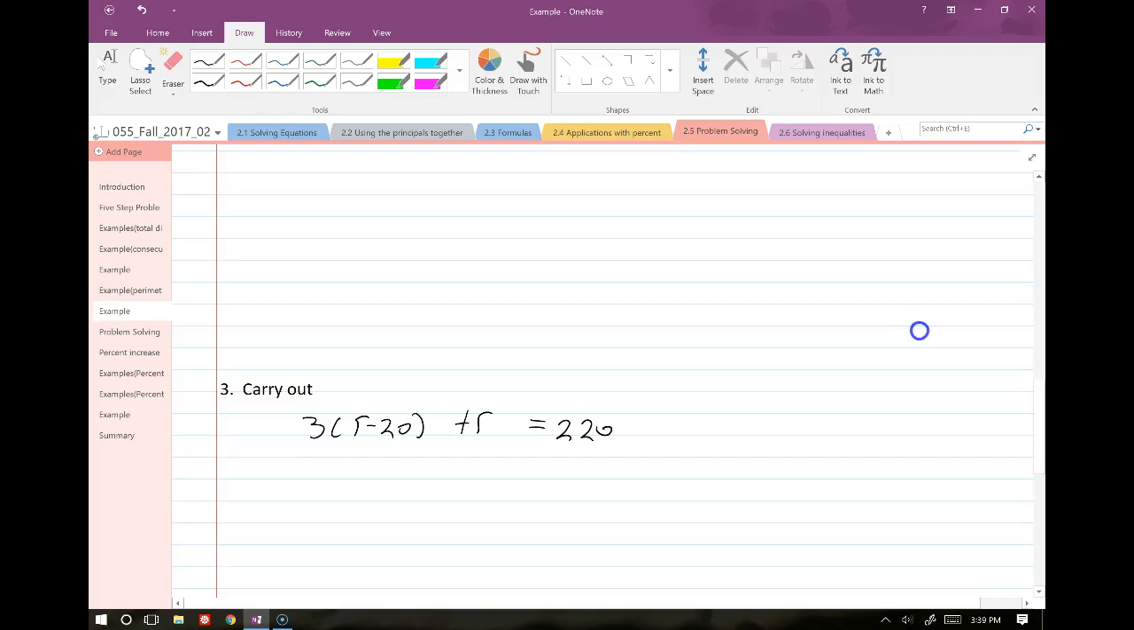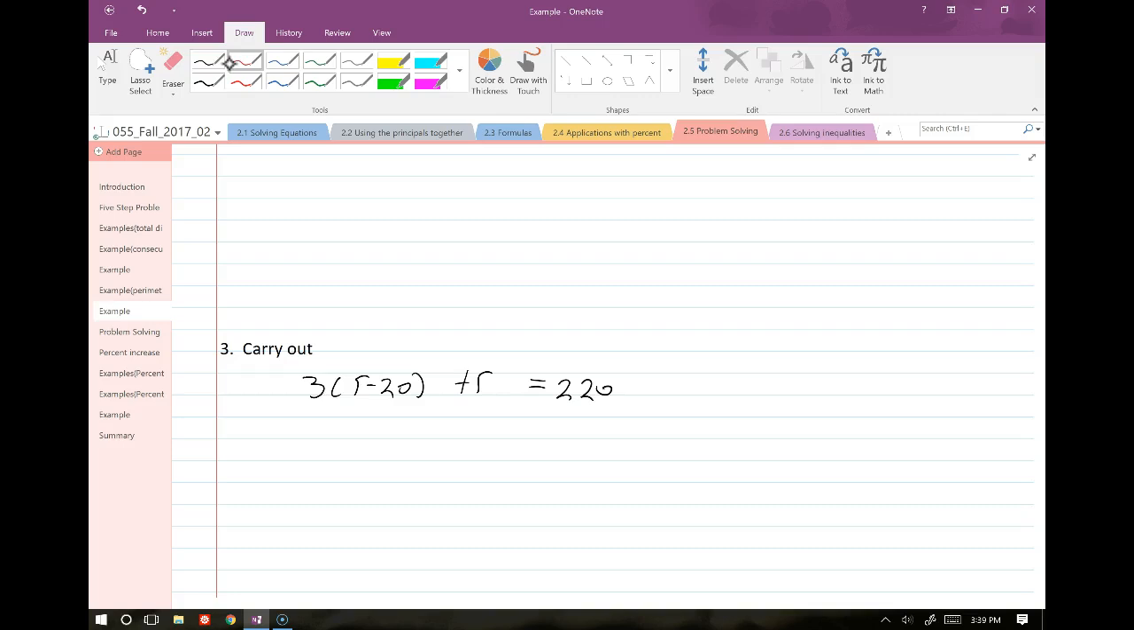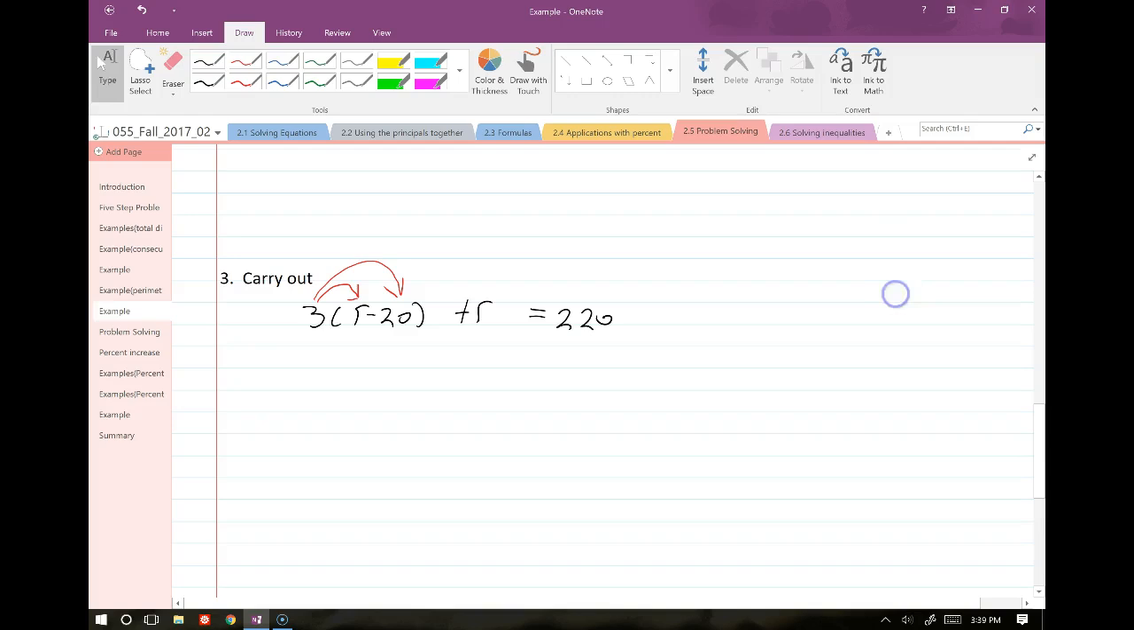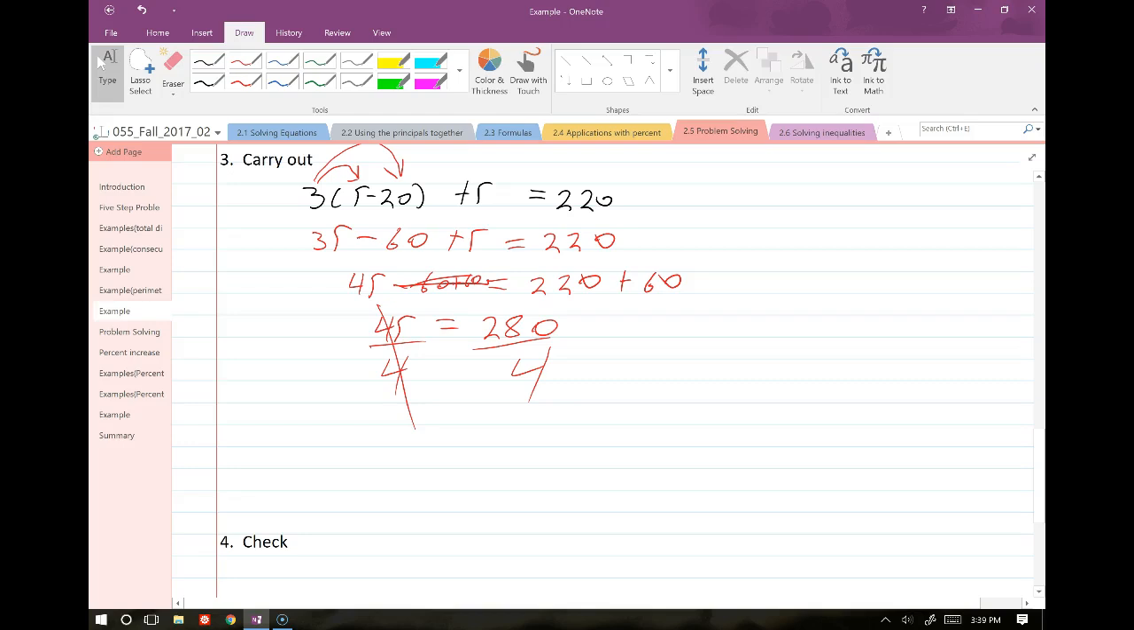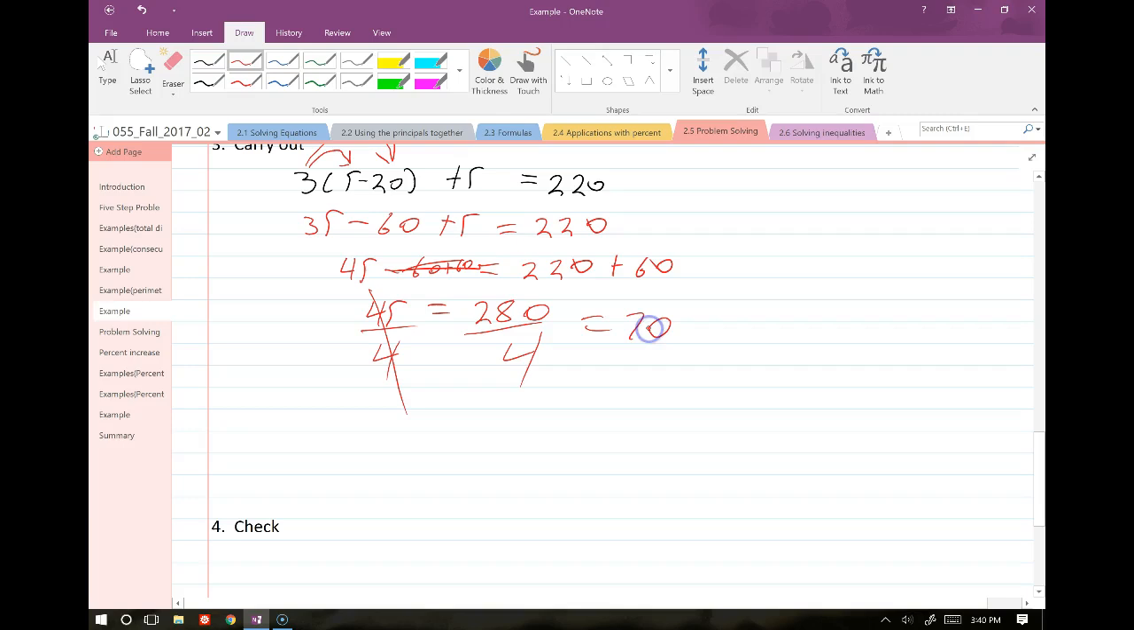As we learned the other day, first what we want to do in these situations is get rid of our parentheses. We do that by distributing. So we get 3r, 3 times negative 20 is negative 60, plus r equals 220. We combine our like terms, which gives us 4r minus 60 equals 220. We add 60 to both sides to get rid of the 60s over here, and we have 4r equals 220 plus 60, which is 280. Divide both sides by 4, and we get what? 70? All right, there we are.